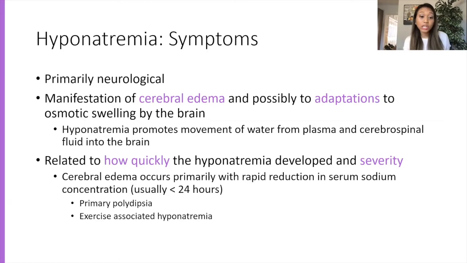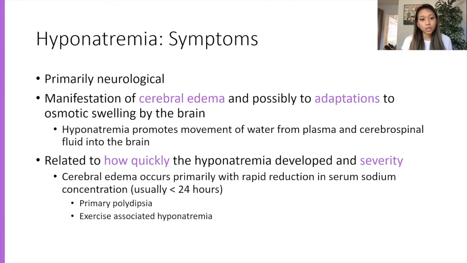Basically, neurological symptoms. It's an issue of cerebral edema from the hyponatremia, and possibly the adaptations of the brain to the swelling. So hyponatremia promotes the movement of water from plasma and CSF into the brain. So it swells, and that's not good. We don't like that. It's related to how quickly the hyponatremia develops as well, and of course the severity.